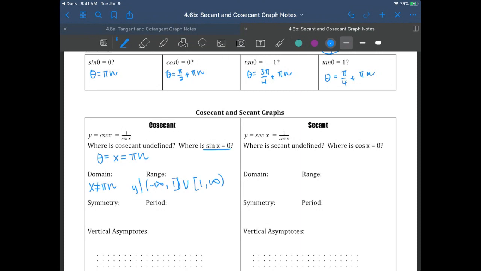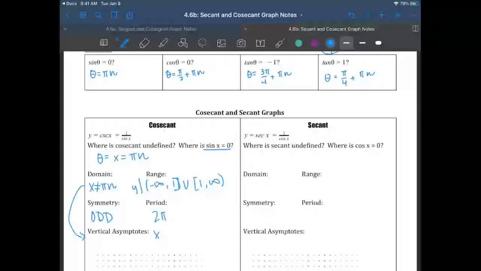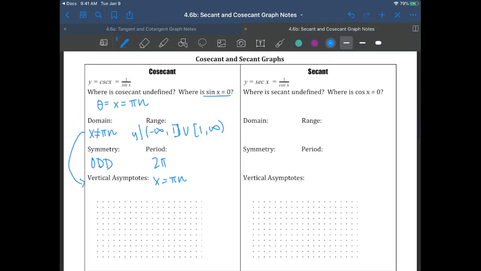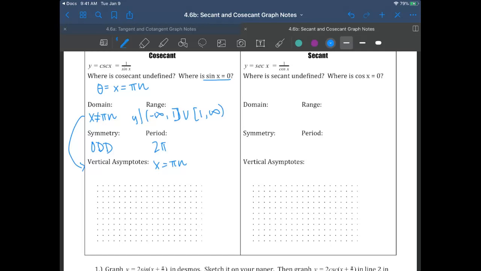The symmetry is odd, so this is an odd function. The period is 2 pi, just like sine or cosine. And the vertical asymptotes are related to our domain, so when x is equal to pi n. All right, so check it out. Since cosecant is the reciprocal of sine, what we do is we graph the sine function.